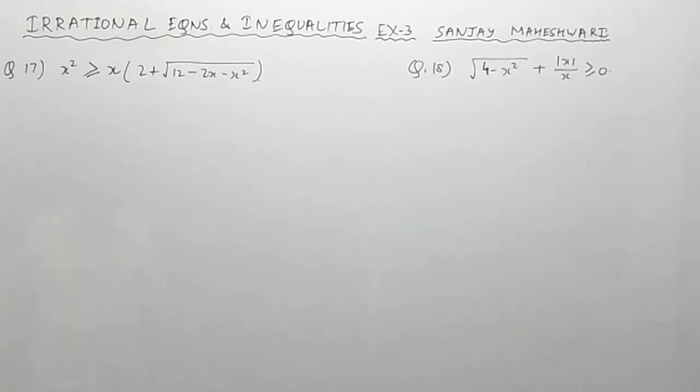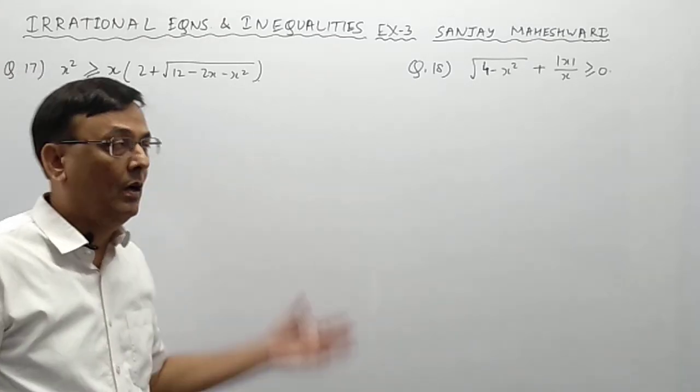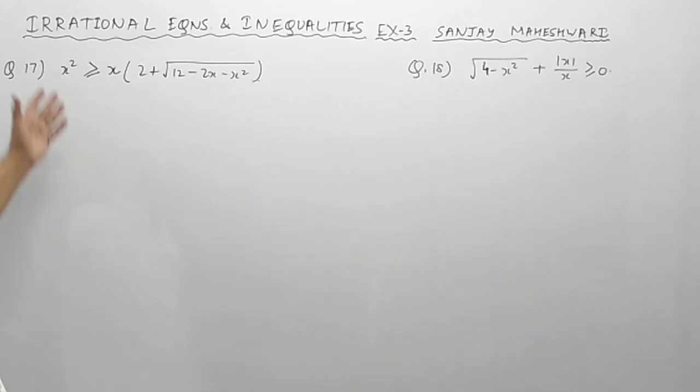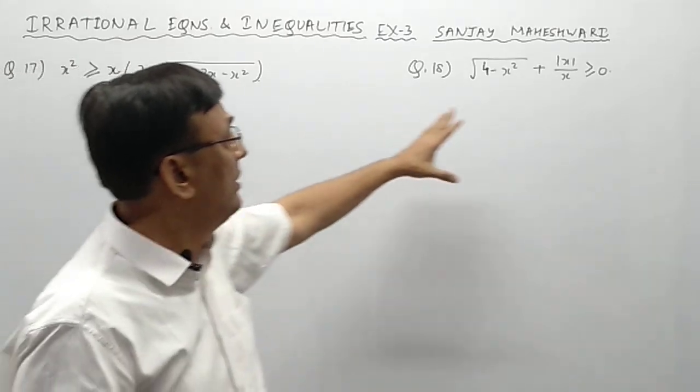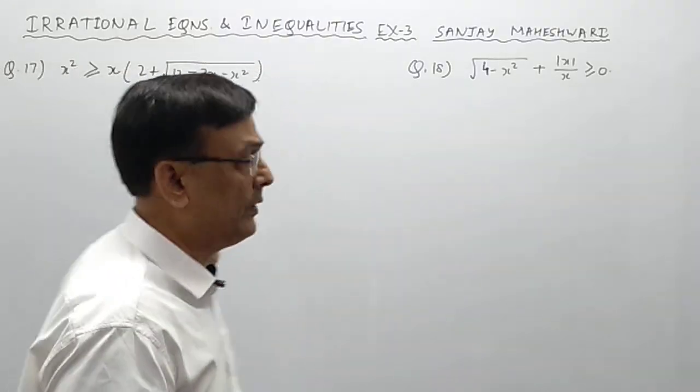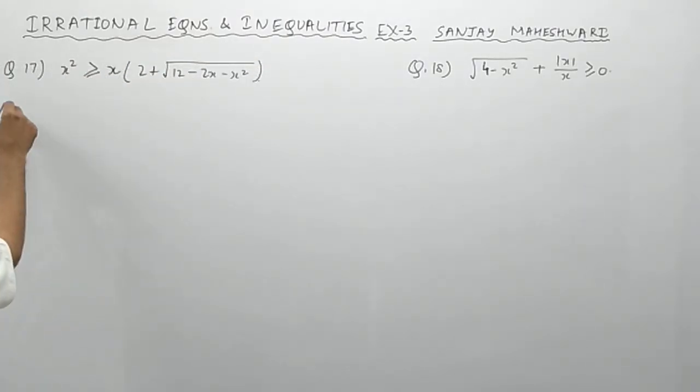Today we are going to discuss two questions on exercise number 3, chapter irrational equations and inequalities. This question is a star question, it is a good question, and this is a simple question, not a very hard question. So let us start with answer number 17, that is question number 17.